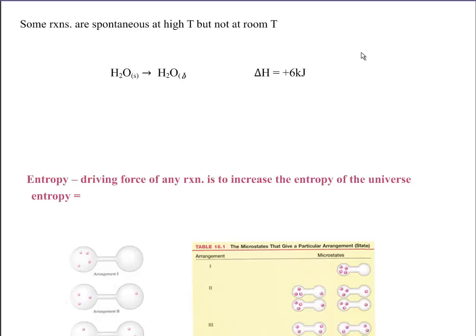Water is another example. If we go from solid water to liquid water, so we're melting, we have a delta H of positive 6 kilojoules. So it's endothermic. We said earlier that endothermic reactions tend not to be spontaneous, but at room temperature will ice melt? Yes, we see ice will melt very easily at room temperature. So even though this is an endothermic reaction, it's spontaneous at room temperature. So something else is going on here.